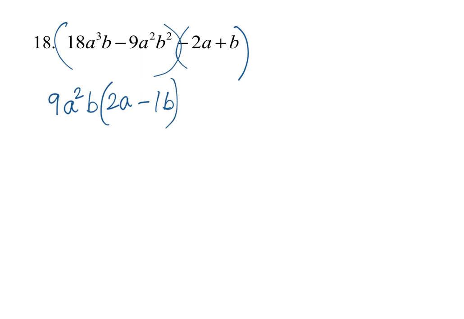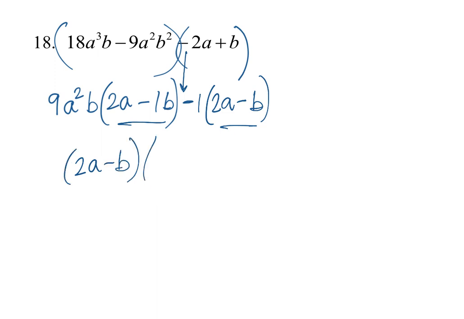Okay, so now on that back group, negative 2a and positive b, always if that leading coefficient is negative, factor out a negative, okay? And then 2a and b don't have anything in common, do they? But still, you need to factor out that negative 1. And if you do that, you would be left with a positive 2a and a negative b. How ironic. 2a minus b is what I'm left with on both sides. So if I factor out that GCF of 2a minus b, I am left with 9a squared b minus 1.